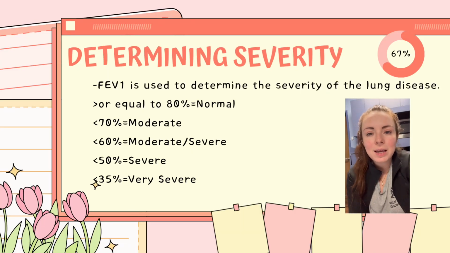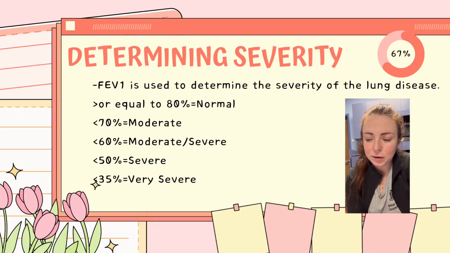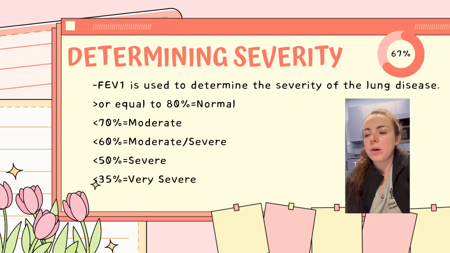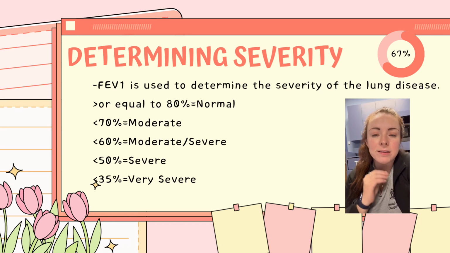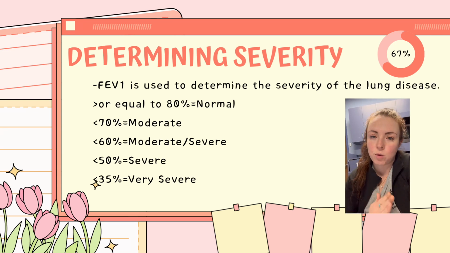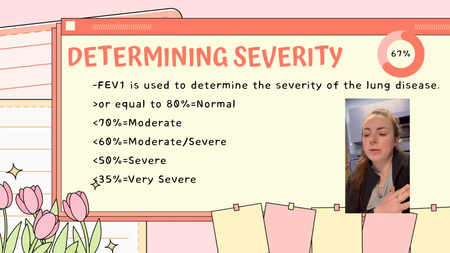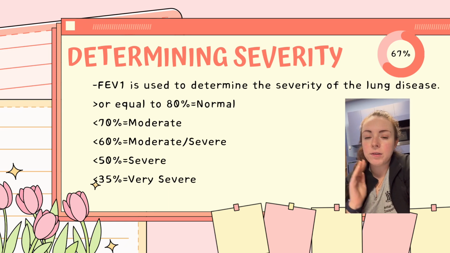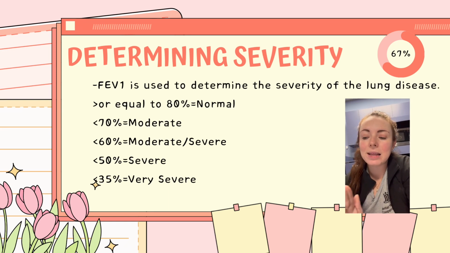Okay, so hopefully that last example made sense to you. If it didn't, that's okay. We're going to go back over determining severity. For FEV1, we want an FEV1 that's equal to or greater than 80%, which is normal. Less than 70% would be moderate. Less than 60% would be moderate to severe. Less than 50% would be severe, and then less than 35% would be very severe.